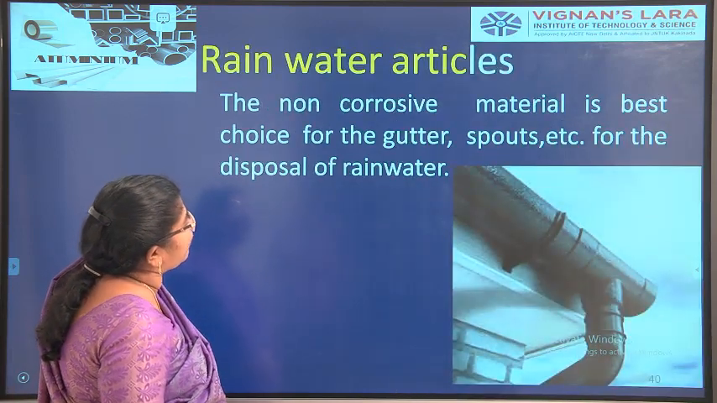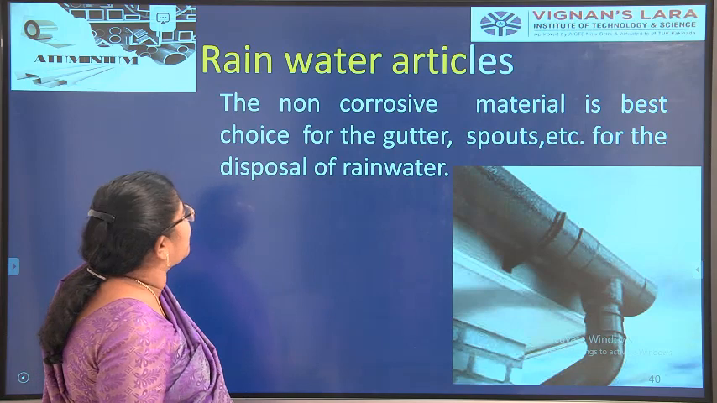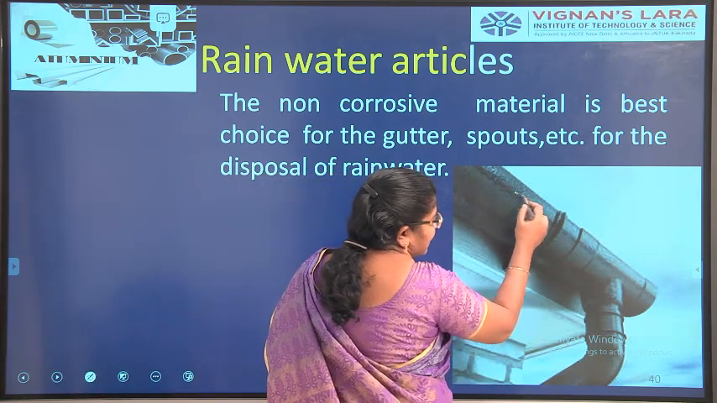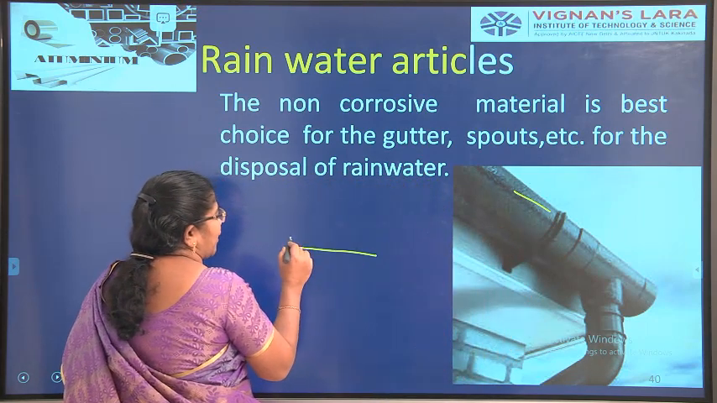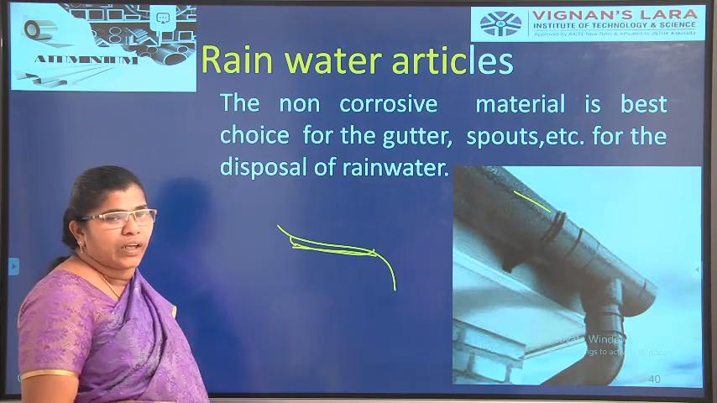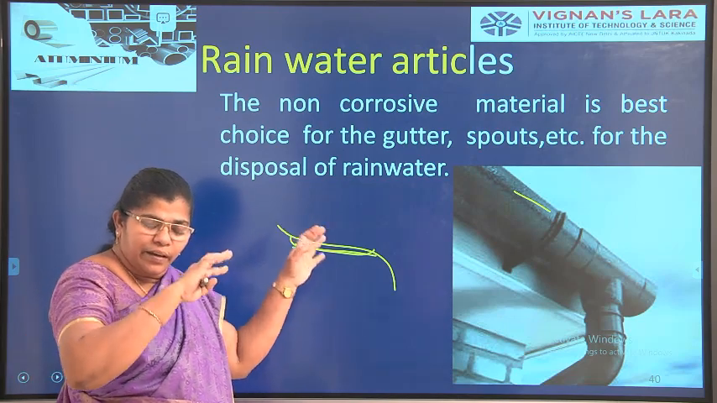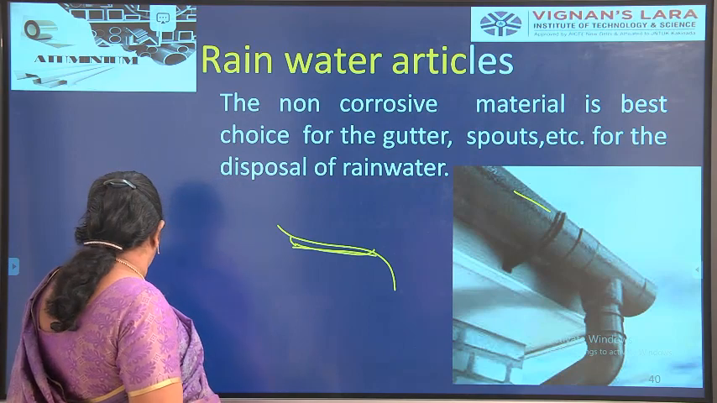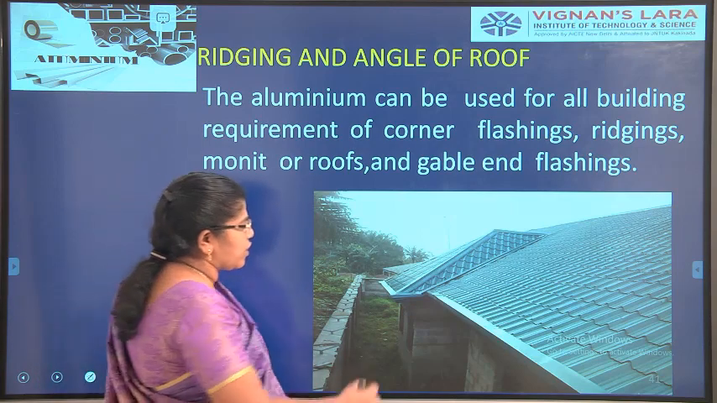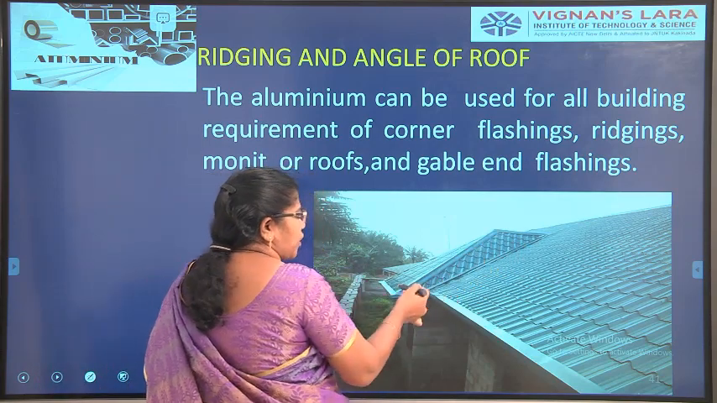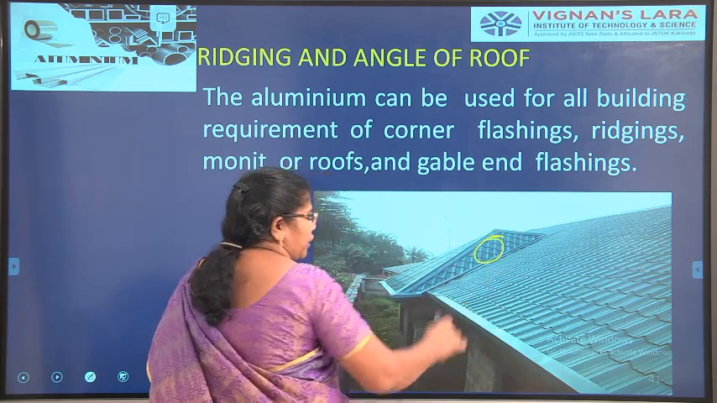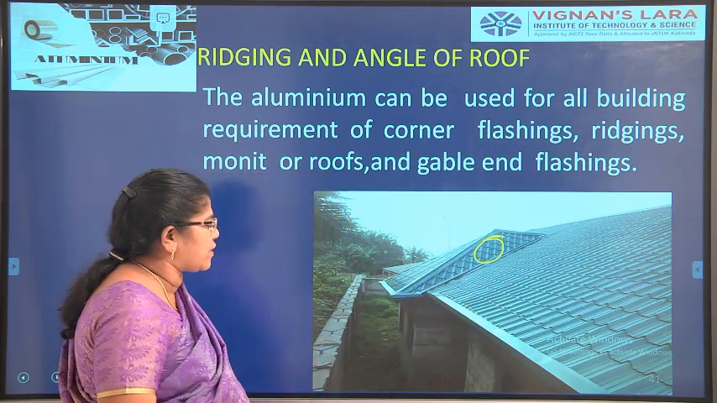The next one is rainwater articles. Here the non-corrosive material is the best choice for the gutter, spout, etc. Okay, this is a gutter. It is there in the roof now. In the roof you will have a gutter-like thing here. So the rainwater will go here. It is non-corrosive, and it can easily bring the water down. So we are using it for the gutters for the rain, and for ridging and the angle of the roof. So here also, if you want a ridging process by which the sunlight can enter into the house and other things, we will use this ridging process.